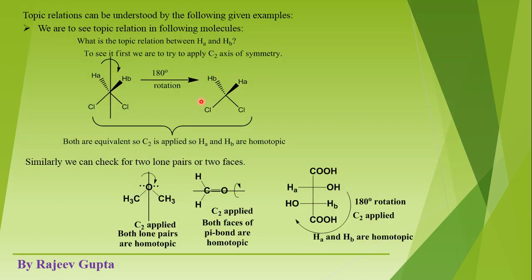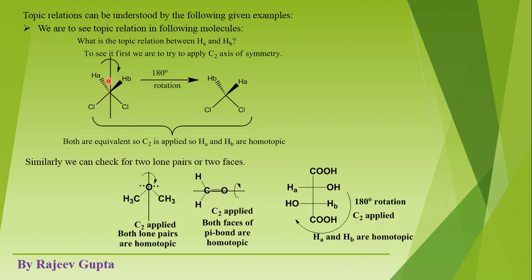Now whatever has been said could be understood by viewing these examples. So these topic relations can be understood by the following given examples. We are to see topic relation in the following molecules. What is the topic relation between HA and HB? HA and HB, which are homomorphic ligands in this molecule.